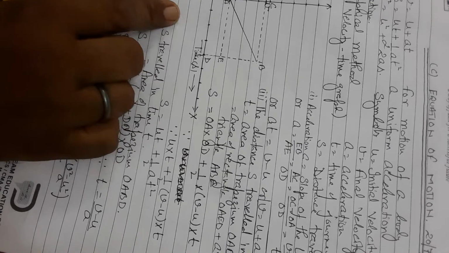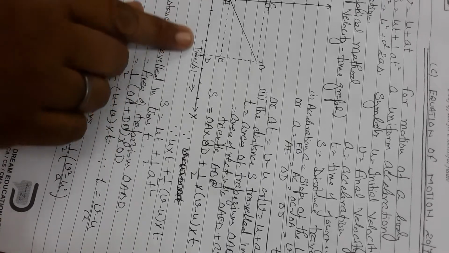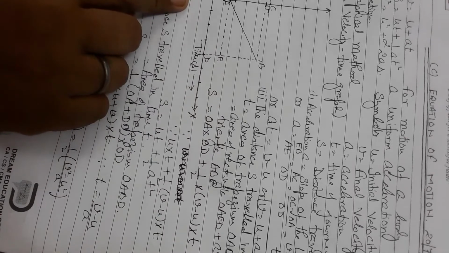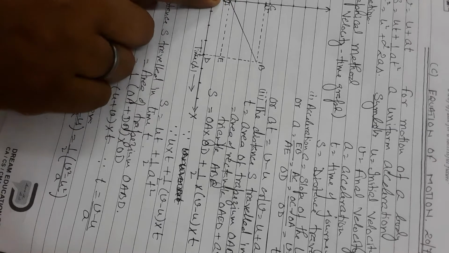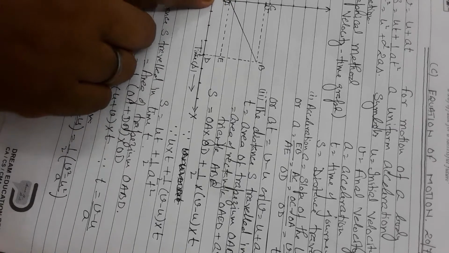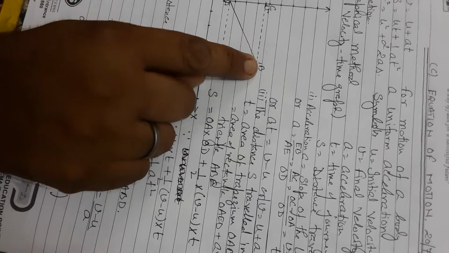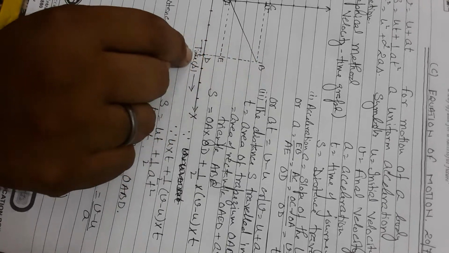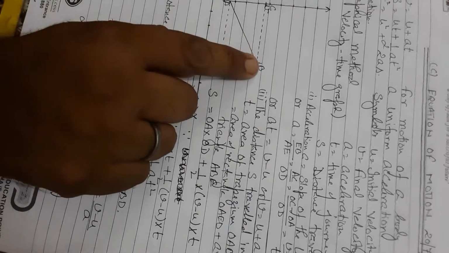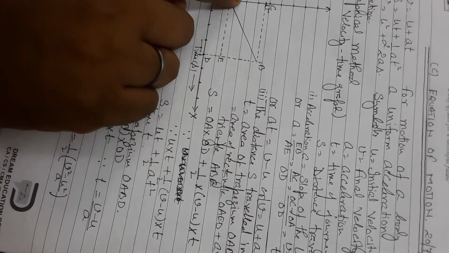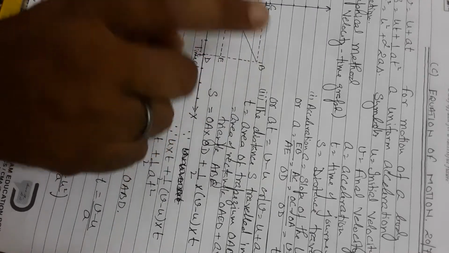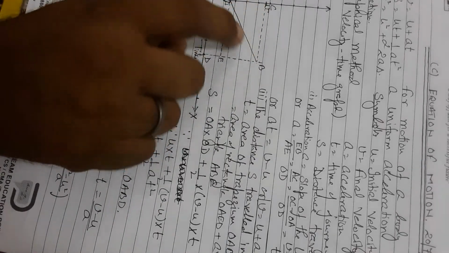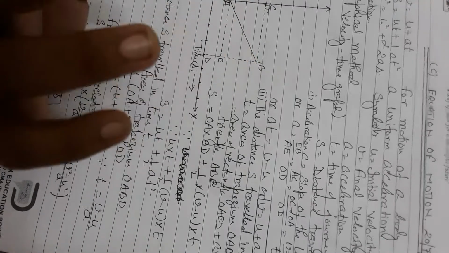Derivation, although it is not asked, but we should know how it is. So we have made one graph. On the x-axis I have taken time, on the y-axis I have taken velocity. The initial velocity U is marked at point A, and in time t the body has reached up to B, with final velocity V.